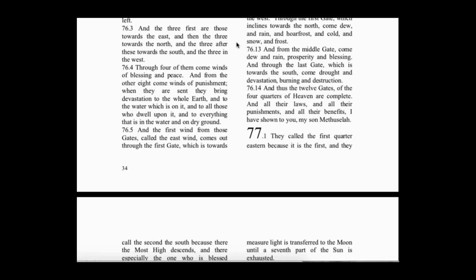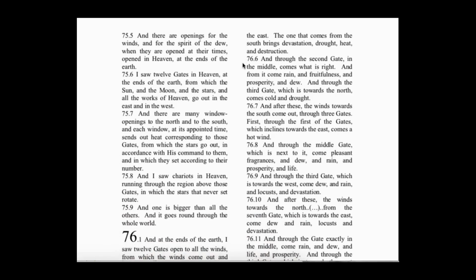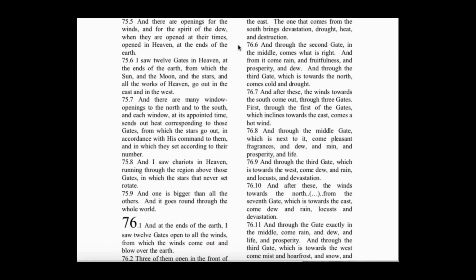And the first wind from those gates, called the east wind, comes out through the first gate, which is towards the east. The one that comes from the south brings devastation, drought, heat, and destruction. So the south wind is all about punishment, right?